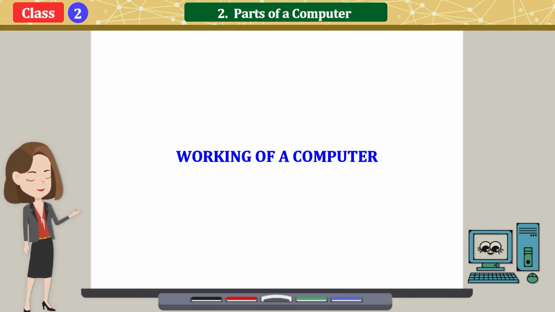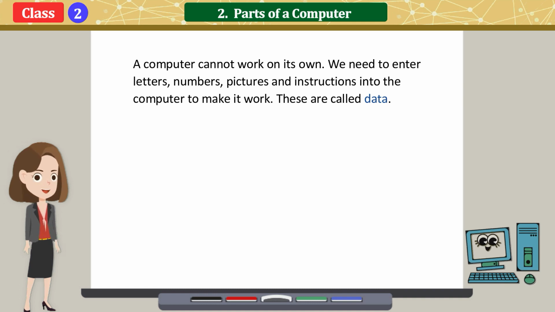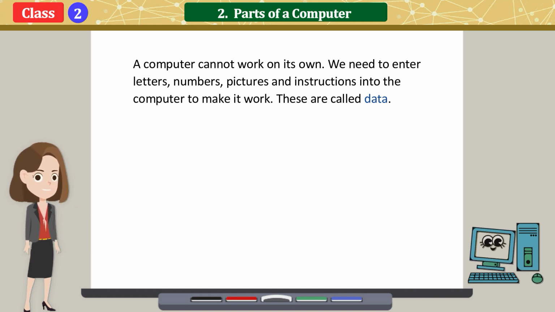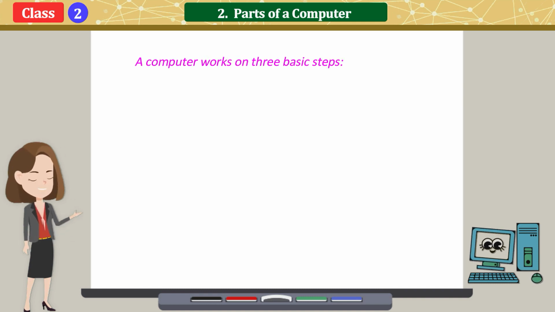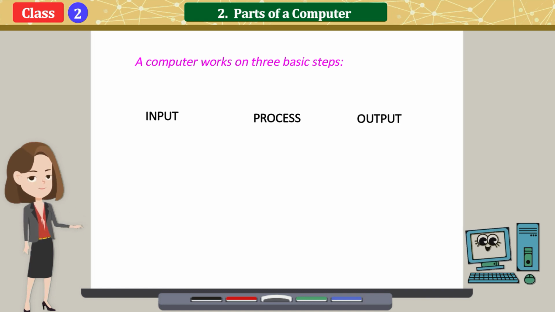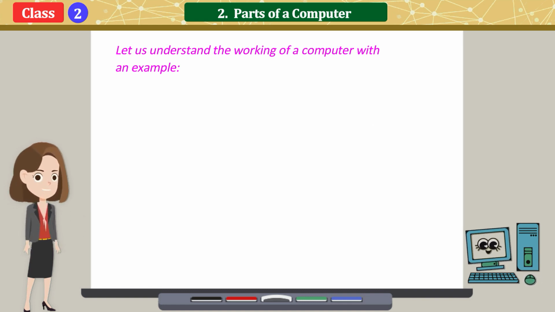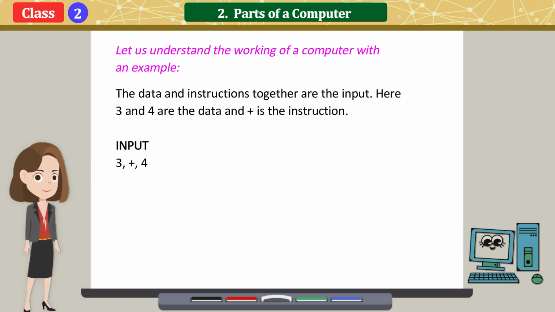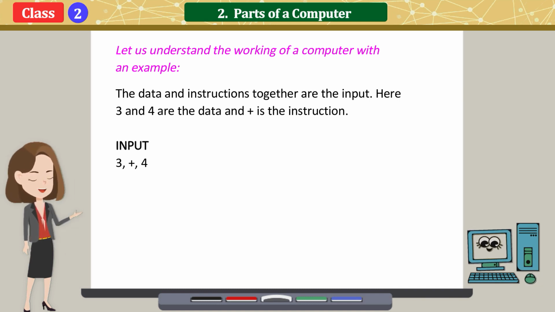Working of a computer. A computer cannot work on its own. We need to enter letters, numbers, pictures and instructions into the computer to make it work. These are called data. A computer works on 3 basic steps: input, process, output. Let us understand the working of a computer with an example. The data and instructions together are the input. Here 3 and 4 are the data and plus is the instruction.